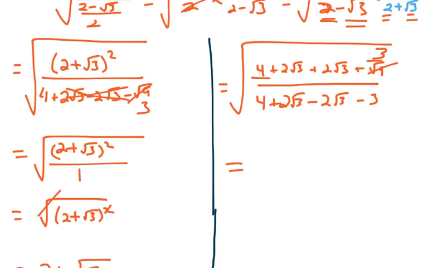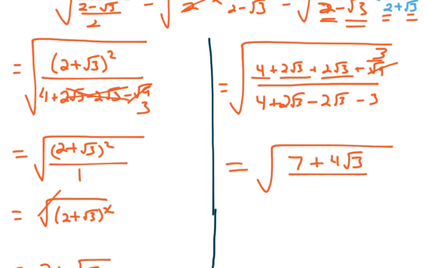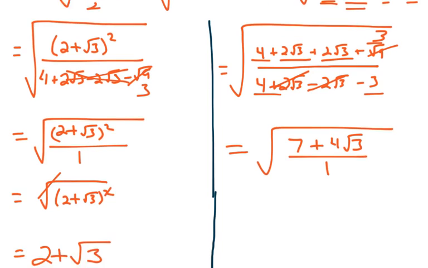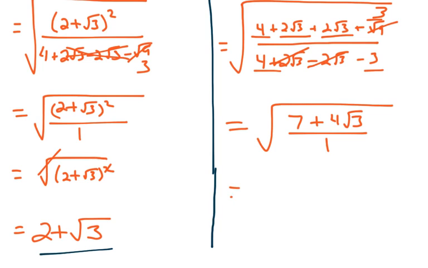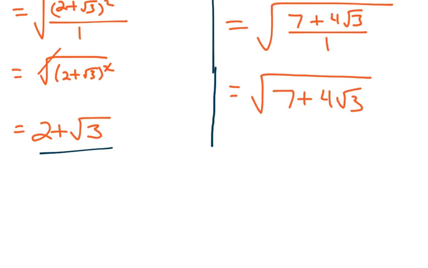And I can combine 4 plus 3. That gives me 7. So I'm going to have the square root of 7, and then 2 square root of 3 plus 2 square root of 3 is 4 square root of 3 over, and once again, that cancels with that. 4 minus 3 is 1, and if it's over 1, we really don't need to worry about it. We can just say it's equal to the square root of 7 plus 4 square root of 3. Either way, if you type this into the calculator or this one, what you're going to get is roughly 3.73.